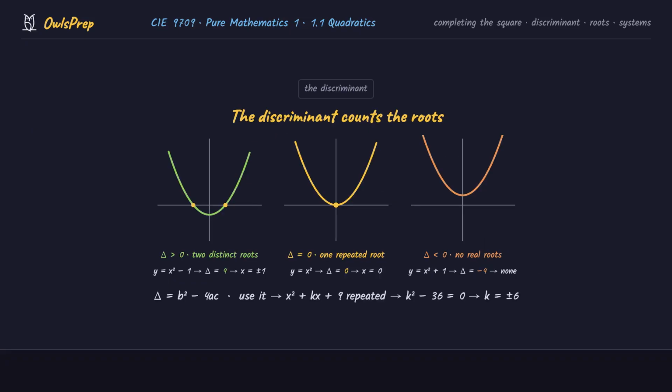Before you solve, you can often ask a simpler question. How many real roots are there at all? The answer is inside the quadratic formula, under the square root, b squared minus 4ac. We call it the discriminant.